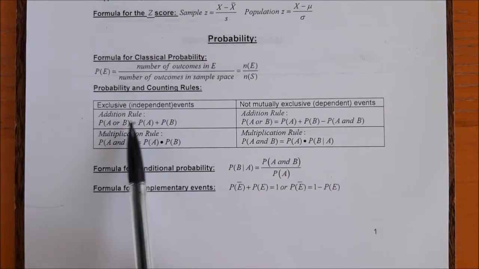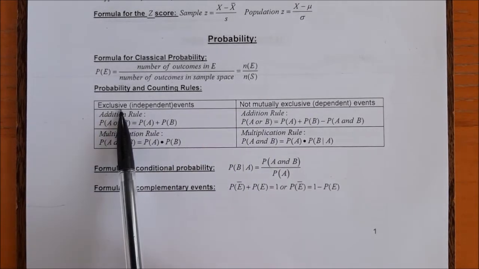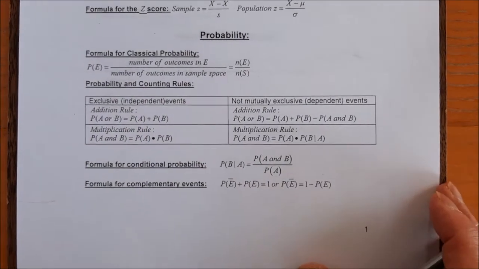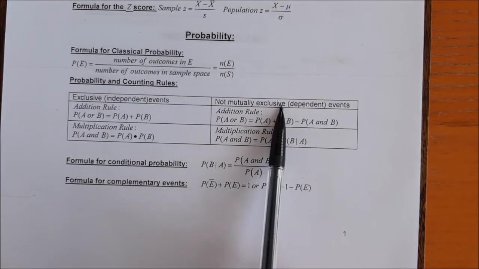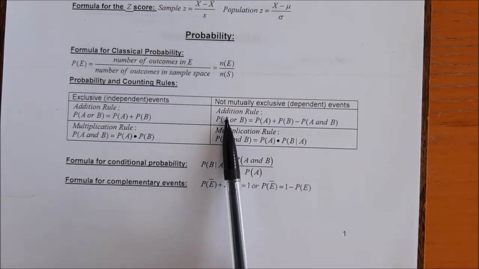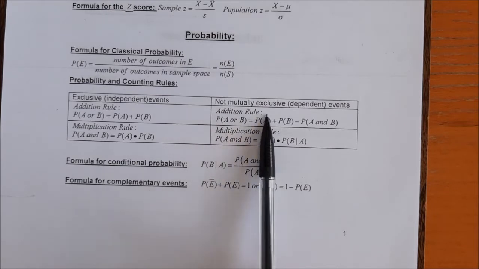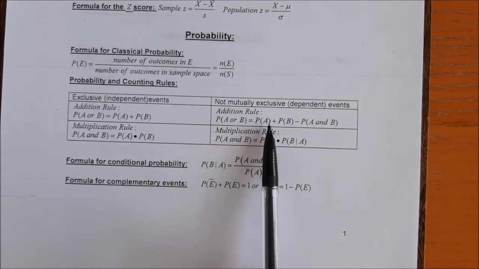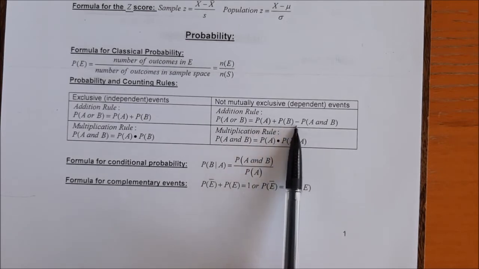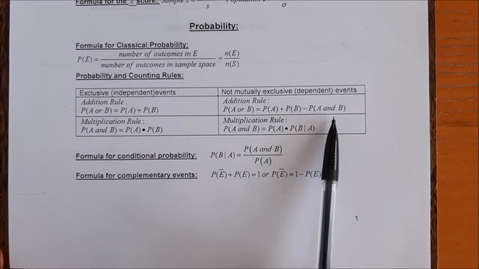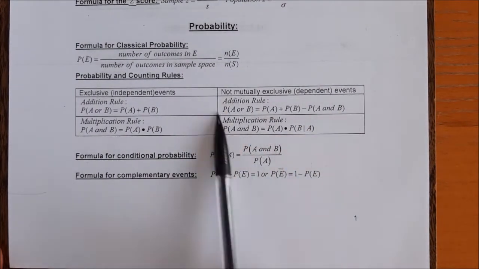This we call exclusive. There's exclusive event or independent event, or if not mutually exclusive, also called dependent event. And here we are going to use addition rule. Probability of A or B is equal to probability of A plus probability of B minus probability of A and B. We are going to use this formula.